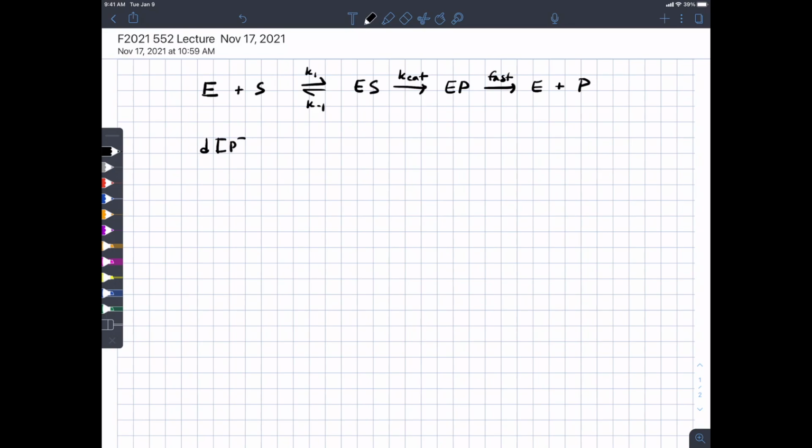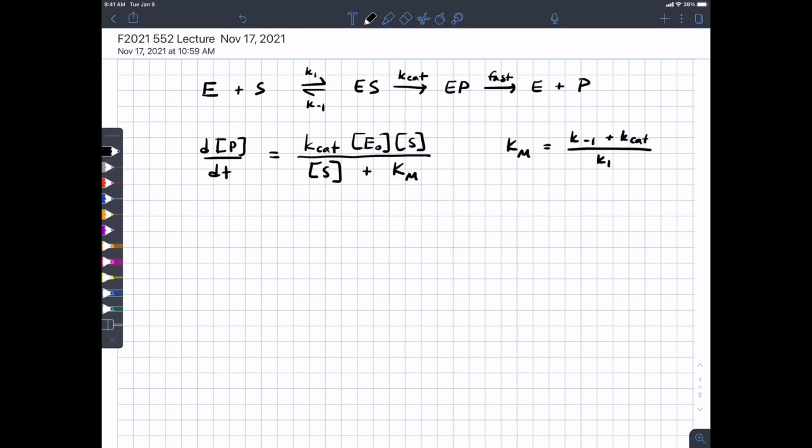And based on the steady state approximation, we came up with the following rate law for the rate of product appearance that depends on the total enzyme concentration and the substrate concentration throughout the reaction, and that substrate concentration appears both in the numerator and the denominator. And then we have this Km, this Michaelis constant, which is kind of weird because it equals K minus 1 plus K cat divided by K1.